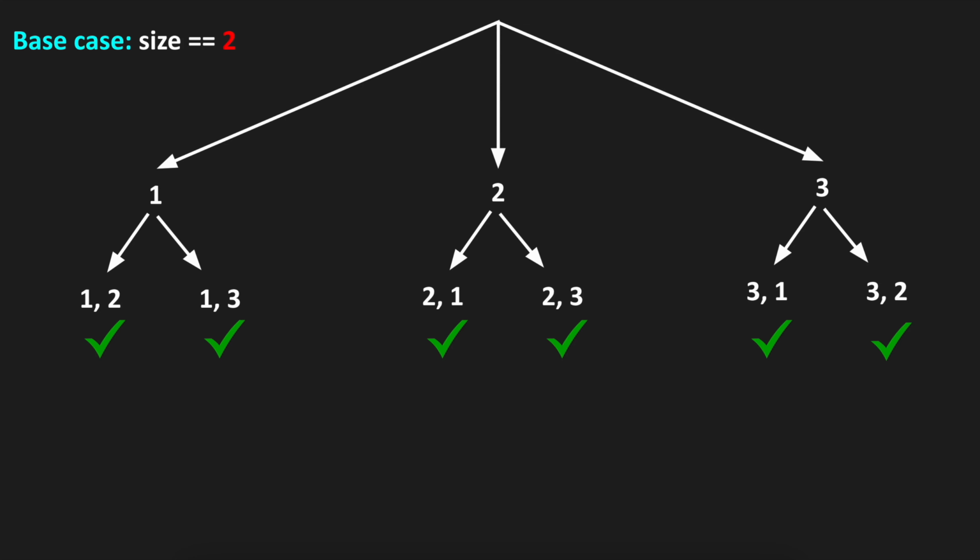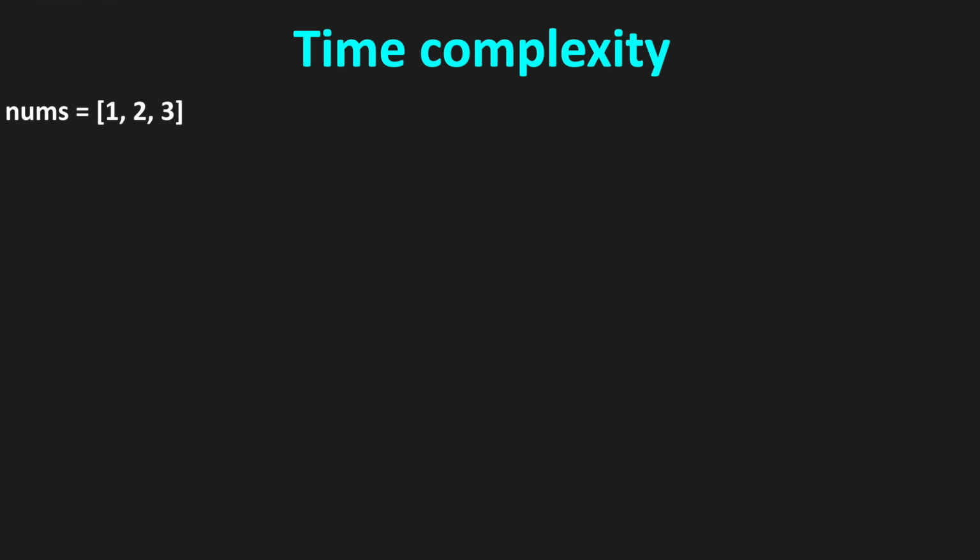There is no need to go further and explore the other options because this is our restriction now. This is our base case now. So how do we calculate the time complexity for backtracking?